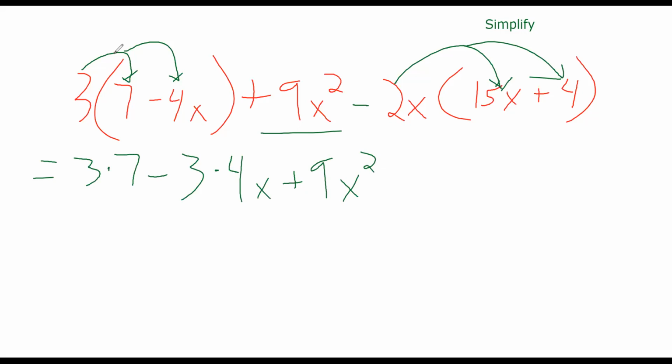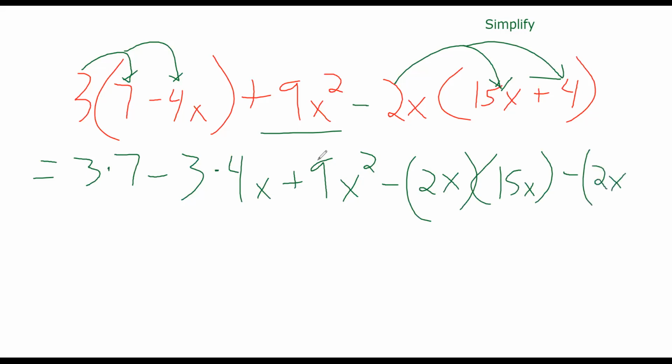Now this next part, I need to be careful. We're doing minus 2x times positive 15x. So it's going to be minus 2x times positive 15x. I'll put them in parentheses just so we see how they kind of are related to each other. And then finally, we're doing minus, because there's a negative 2x over there. It's like saying negative 2x times positive 4. And then that plus goes away because there was minus 2x times positive 4. And a negative times a positive is negative.